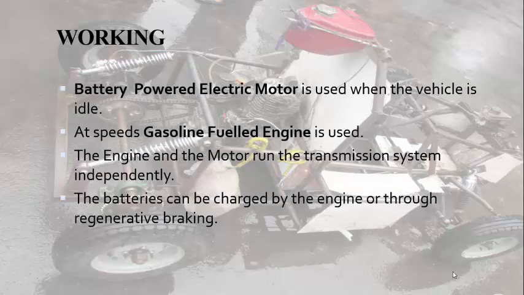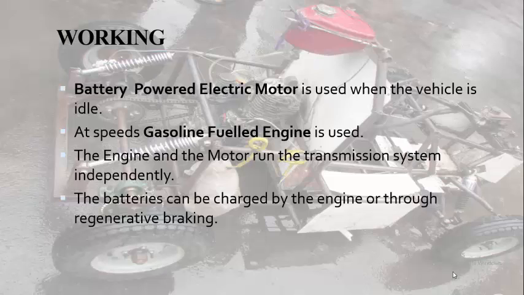The working of a hybrid vehicle. The electric motor is basically powered by the battery that is housed in the chassis, and the engine is either fueled by gasoline or by diesel. Either one is possible. But in the vehicle that we made, it only had a battery powered electric motor and a gasoline fuel engine. Both the power sources transmitted power independently. I will talk more about that in the later slides.